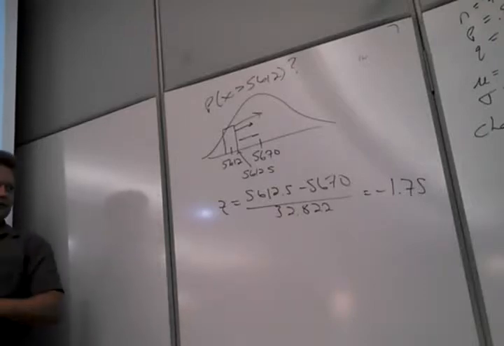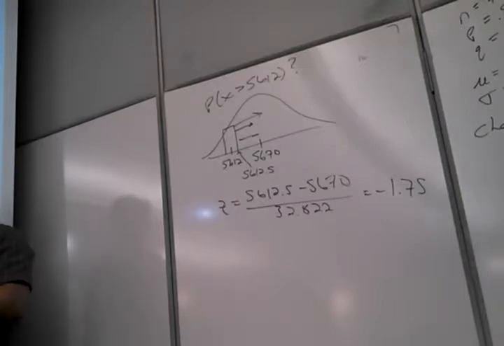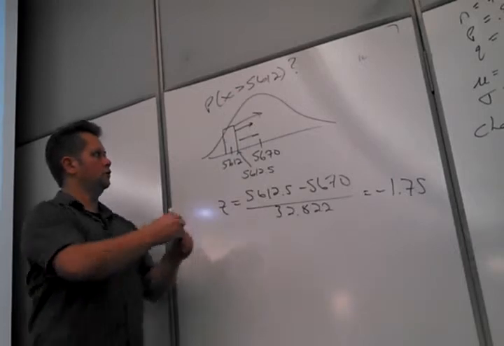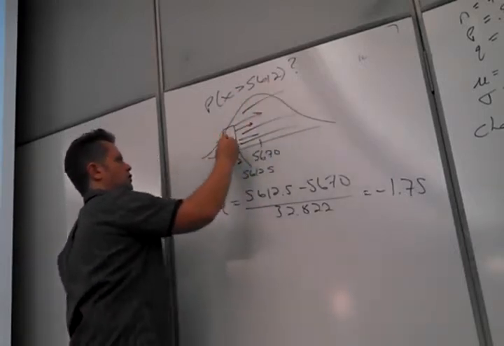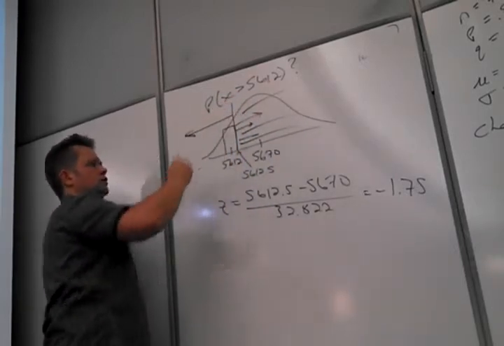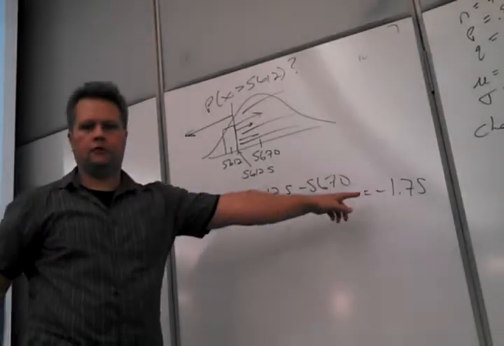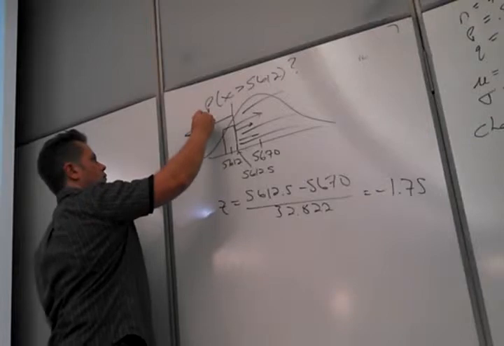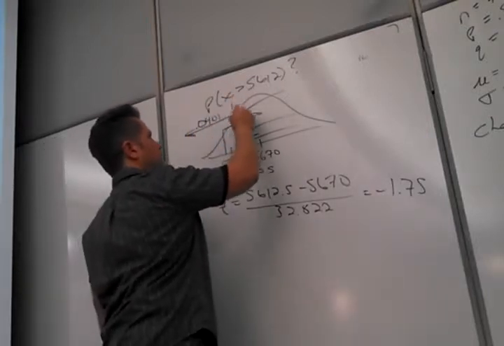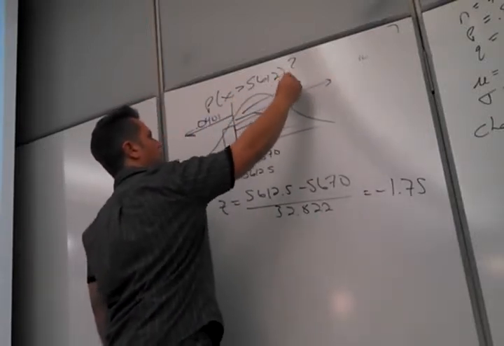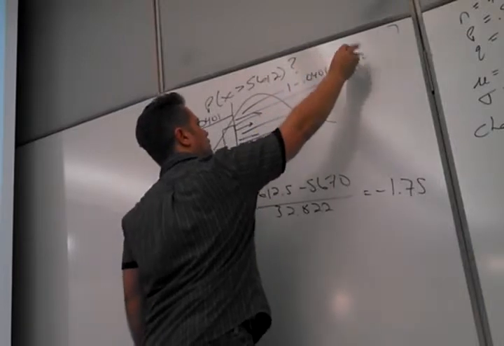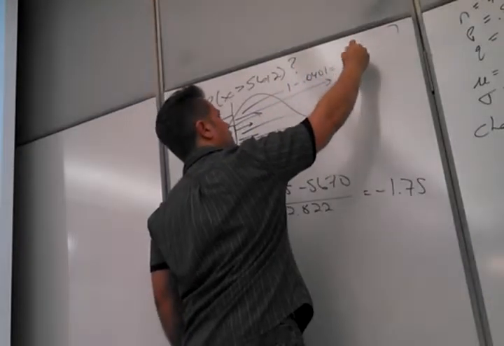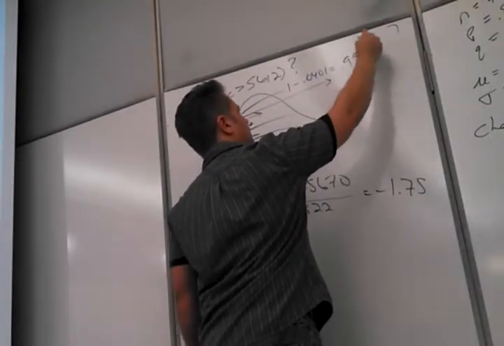And if you look that up in the chart, will that be the answer? No. Of course not, because we want more. We shaded up. So if you look that up in the chart, you'll get this much. So what do you get when you look up negative 1.75? 0.0401. So the real answer, 1 minus that, 0.9599.